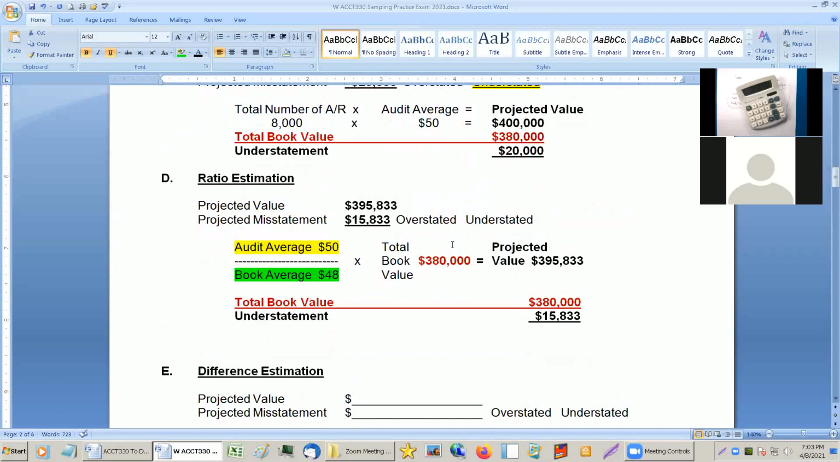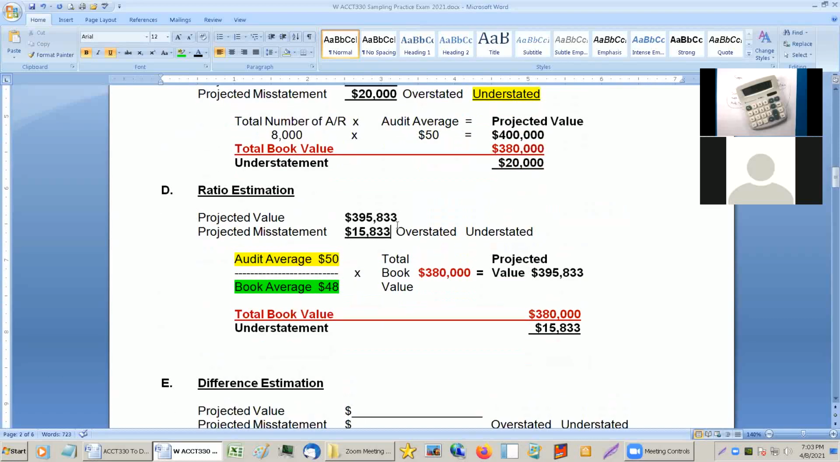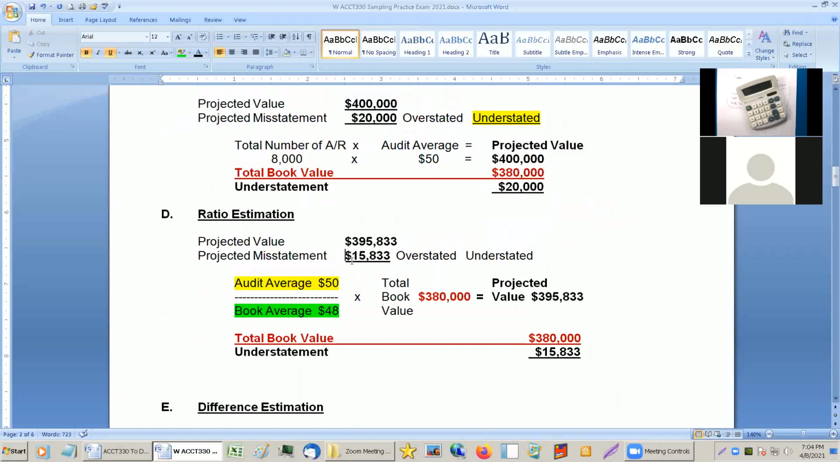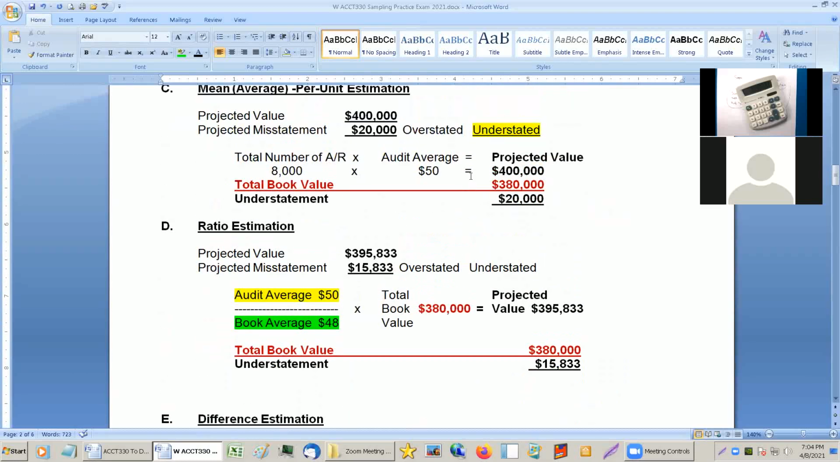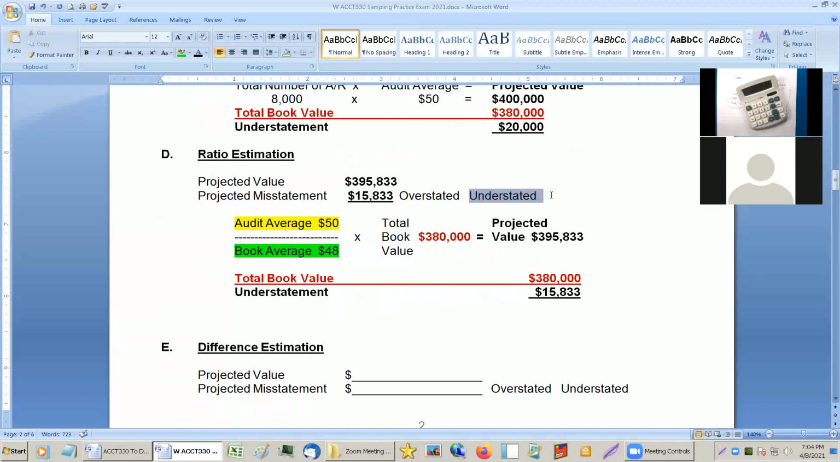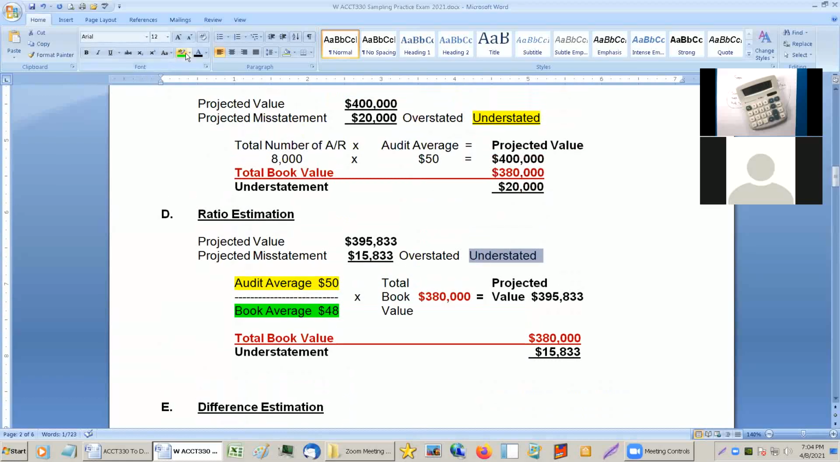And overstated or understated? What do you think? Just like the other one, understated. We think it should be higher than what they have.